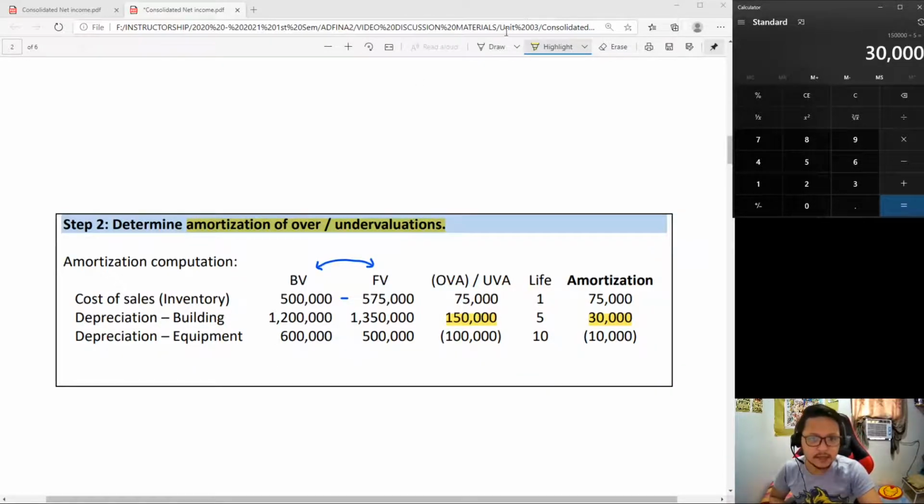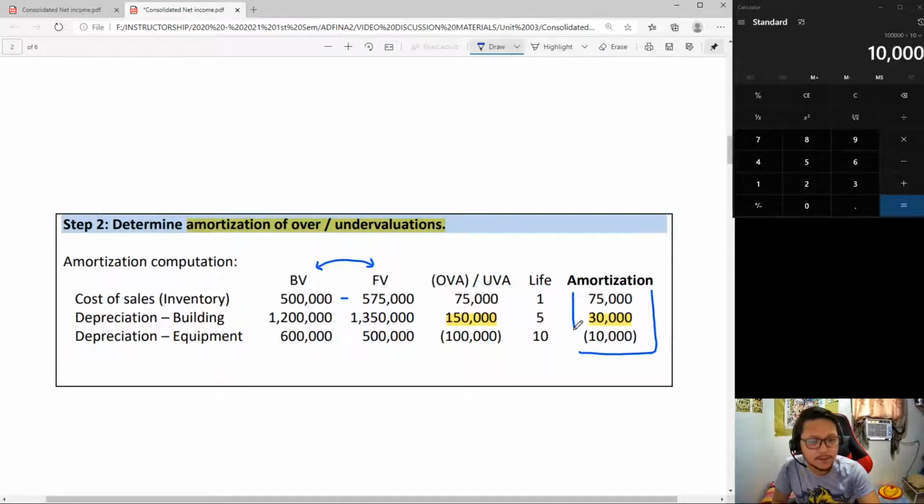Now for the equipment, what happened is that too much was recorded. The recorded amount is 600,000 when in fact the fair value is only 500, so you overdepreciated. The overstatement is equal to 100,000. Since this is depreciated over 10 years, we divide by 10. For 2020, there is an excess depreciation on the equipment of 10,000. So what we will have to do is adjust the net income of the subsidiary, Shanks, by these figures.